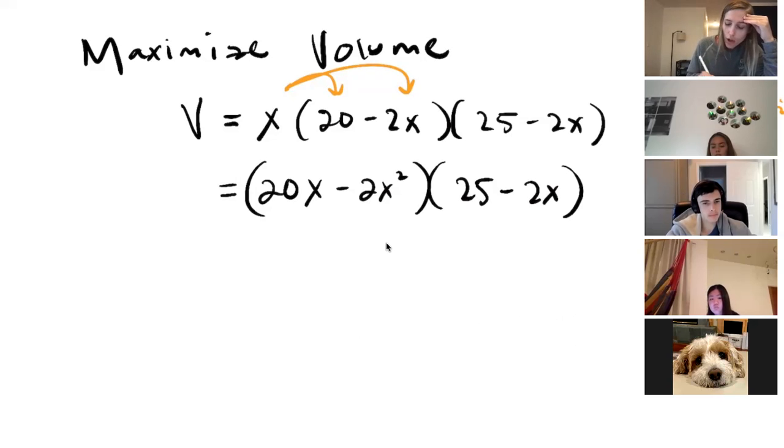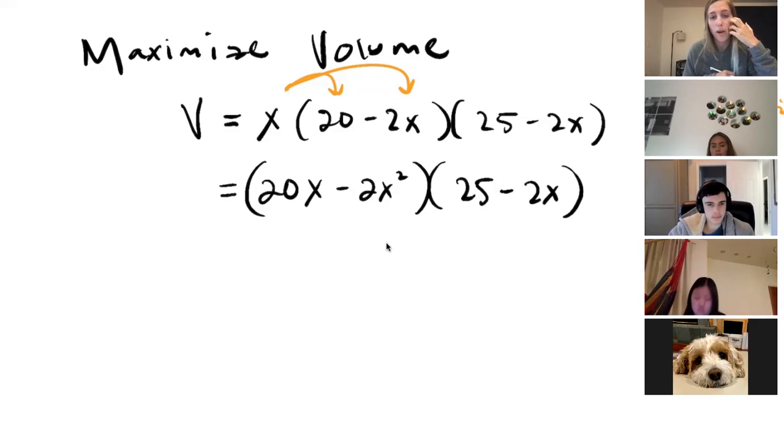And then you could multiply this out. What do you guys want to do? Do you want to do product rule, or do you want to multiply this out to use power rule? Do we have a preference? Not really. Okay, well, let's just use product rule. Just change it up a little bit.